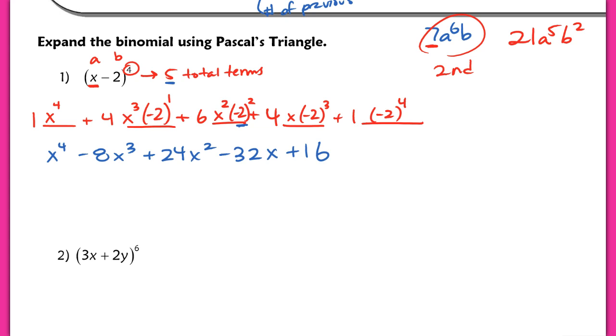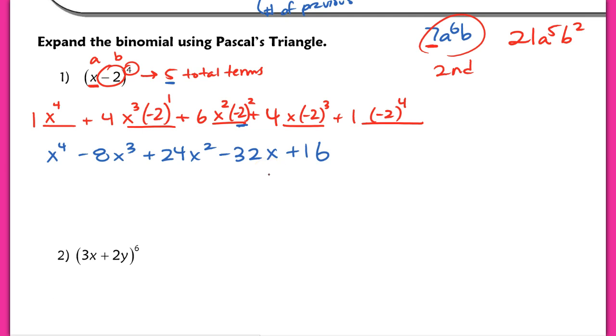So I want you to take a look at 2 different things here. One, I have 1, 2, 3, 4, 5 terms. So I always check to make sure that my terms end up being correct. Okay, but also notice that the sign changes. It goes positive, negative, positive, negative, positive. That's going to happen. You're always going to have a sign change here for every other term when you have a negative value for your b term. Okay? So that's the first expansion.